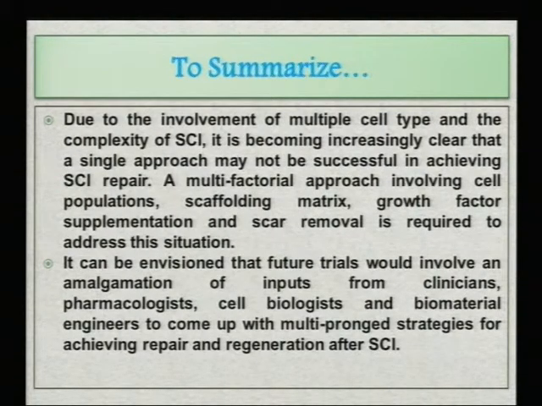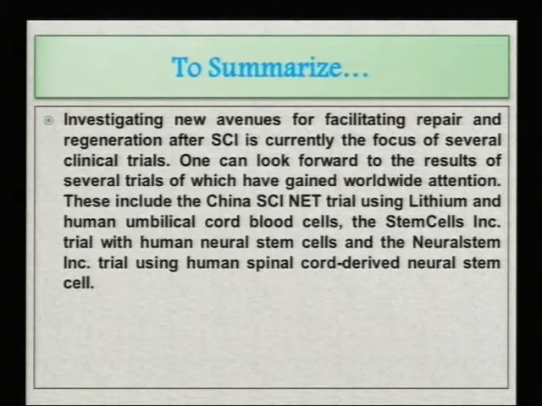And due to the involvement of multiple cell types and the complexity of spinal cord injury, it is becoming increasingly clear, as we mentioned before, that a single approach may not be successful in achieving SCI repair. A multifactorial approach involving cell populations, scaffolding matrix, growth factor supplementation and scar removal is required to address this situation. And for the same reason, an amalgamation of inputs from clinicians, pharmacologists, cell biologists and biomaterial engineers may be required to come up with this multi-pronged strategy.